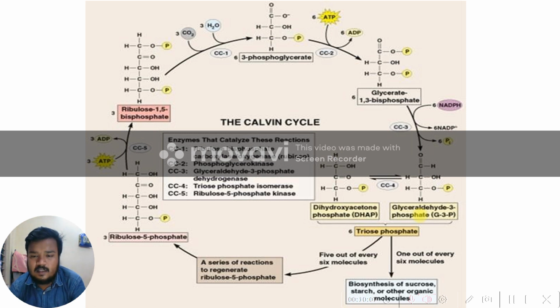Now we have to remember that these two are isomers of each other. It means they can convert to each other anytime. Now with a cascade of reactions, they make ribulose 5 phosphate, and with the help of ATP, they once again regenerate the ribulose 1,5 bisphosphate. So the regeneration cycle also gets completed.